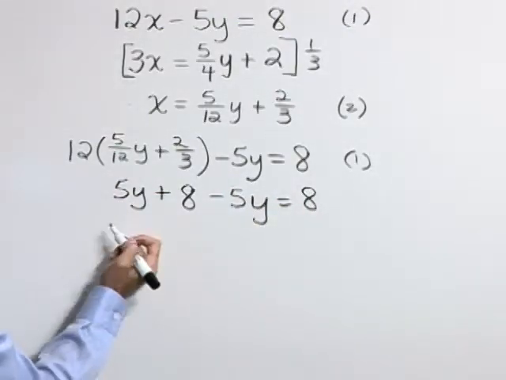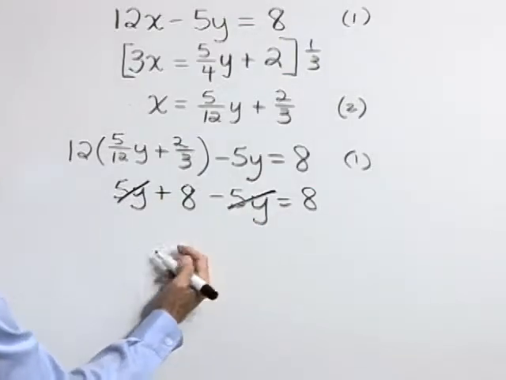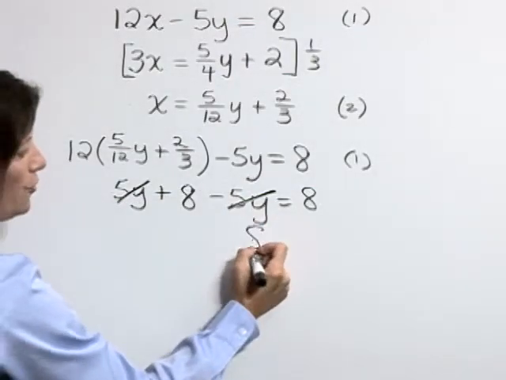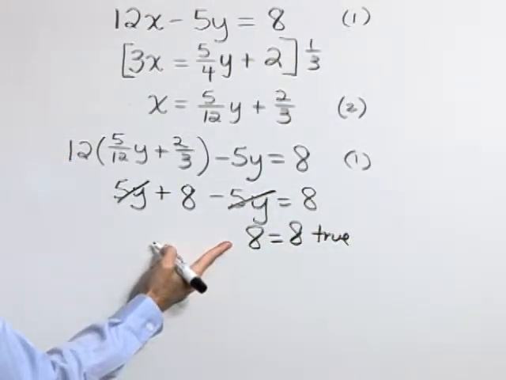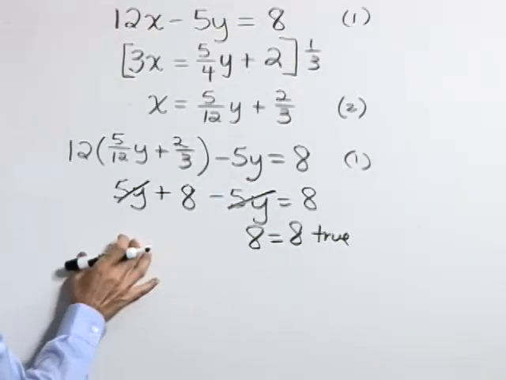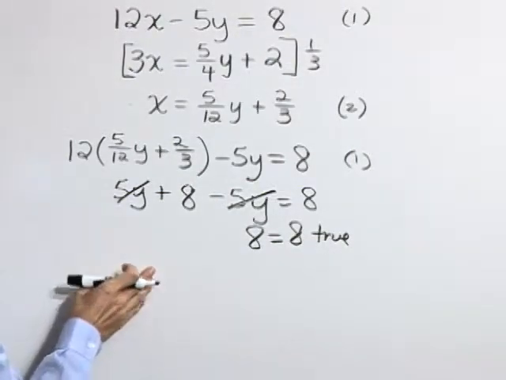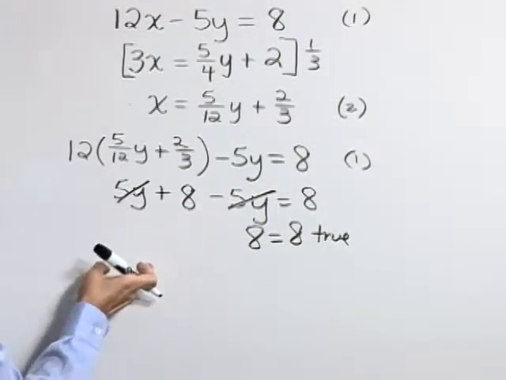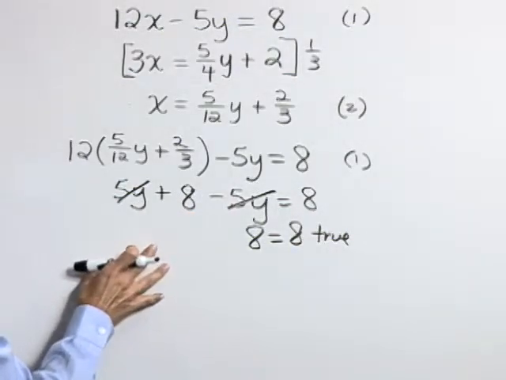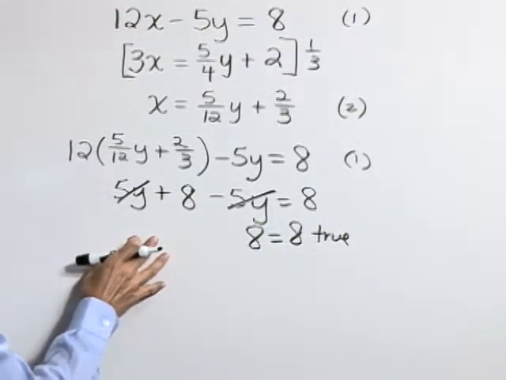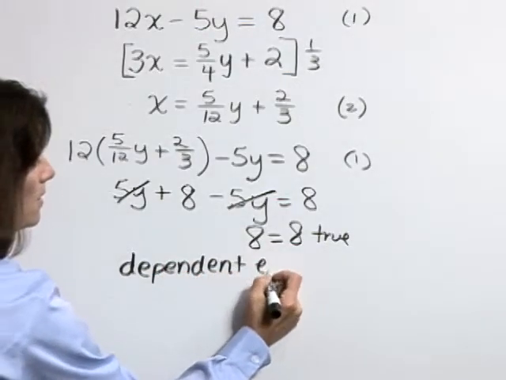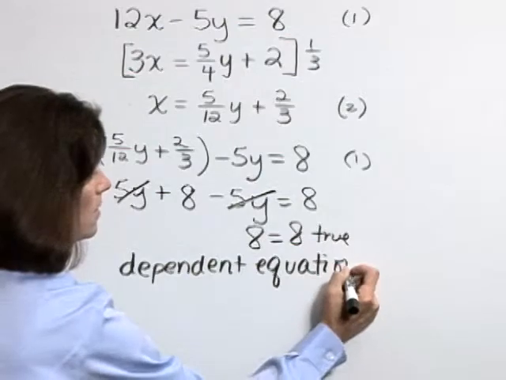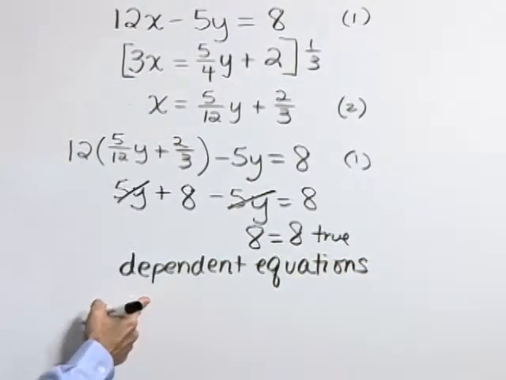Now notice something happens here with our y terms. Positive 5y, negative 5y cancel out, leaving us with a true statement: 8 is equal to 8. That is true. So what's happened here is our two equations are actually different forms of the same equation. If we graphed them, we would see the same line sitting on top of itself. So we would say then that these equations are dependent. Let's make a note of that. They are dependent equations.